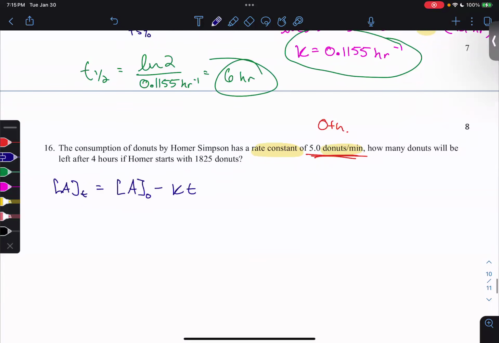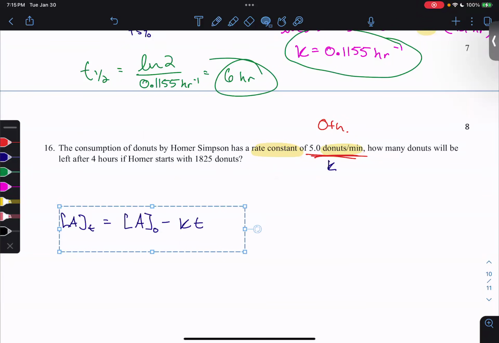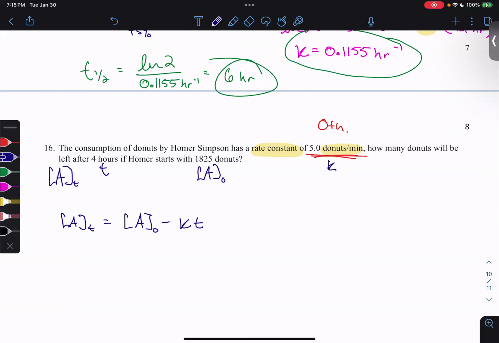So in this question, I tell you K, we got the order, we had to get it ourselves. How many donuts will be left after 4 hours? So 4 hours is time, T. And then 100 donuts, what variable is that? Concentration, but concentration sub 0. So this is A sub 0. And what are we solving for? A sub T, how much we're left over with. So it's A sub T equals how much we start with minus K, so 5 donuts per minute.